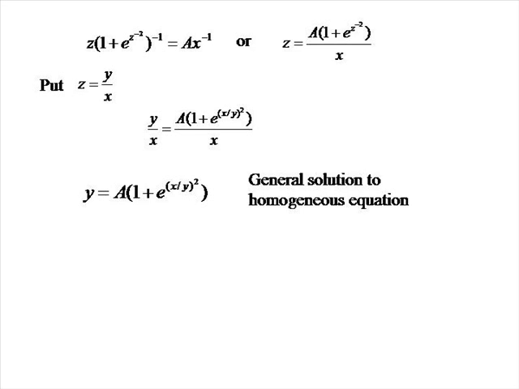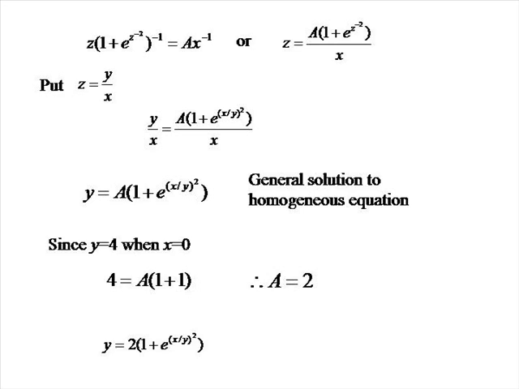Now let's recall we had some initial data, specifically that y took a value 4 when x took a value 0. So if we substitute in for x is 0 and y is equal to 4 into our general solution, we see we get 4 is equal to a times 1 plus 1. Because the exponential of x over y squared is the same as the exponential of 0, the exponential of 0 being a value 1. So this tells us that our constant a has got to be equal to 2. So let's substitute in a equals 2 into our general solution, so we get that y equals 2 times 1 plus e to the x over y squared. That gives us our particular solution to the homogeneous equation.